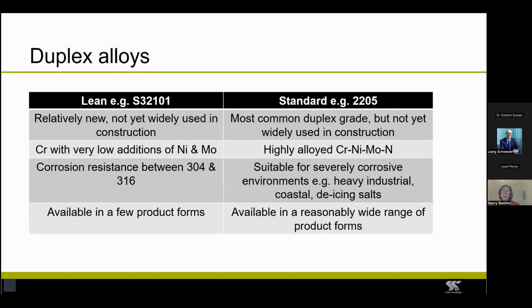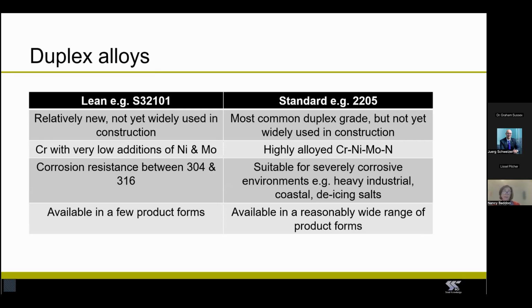What about the duplex alloys? Well, I'm just going to talk about the lean duplexes and the standard duplex. So the lean duplexes is lean in terms of the composition, chemical composition. This is a relatively new group of duplex stainless steels. They have a corrosion resistance between 304 and 316. And they're a really good choice for applications where you can benefit from the higher strength.